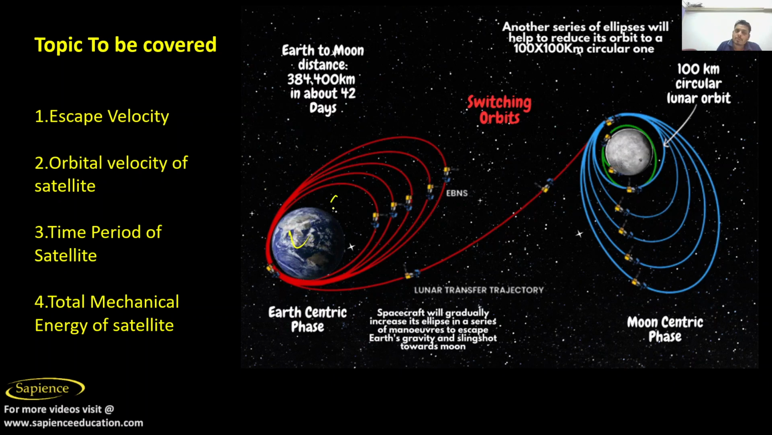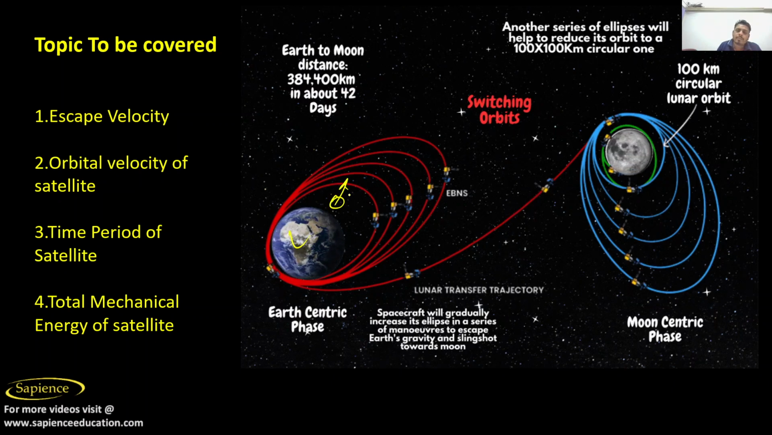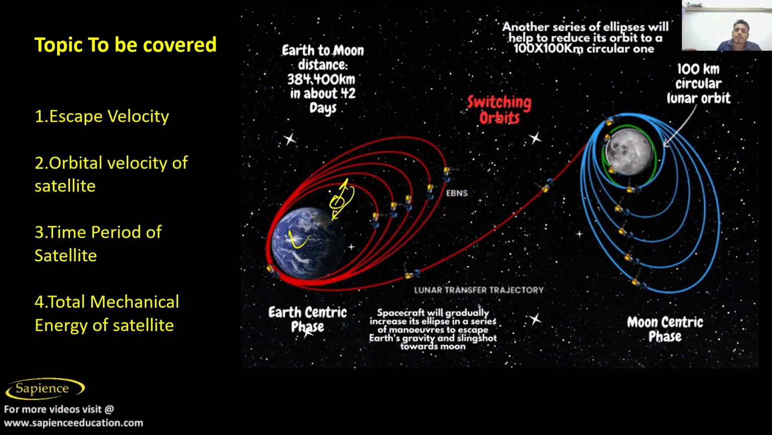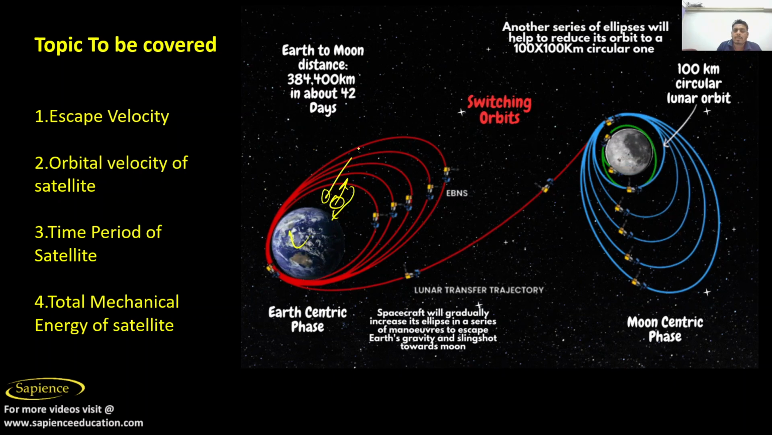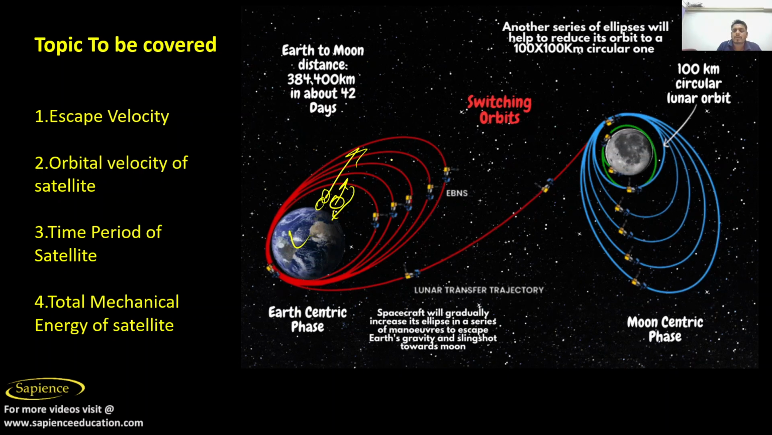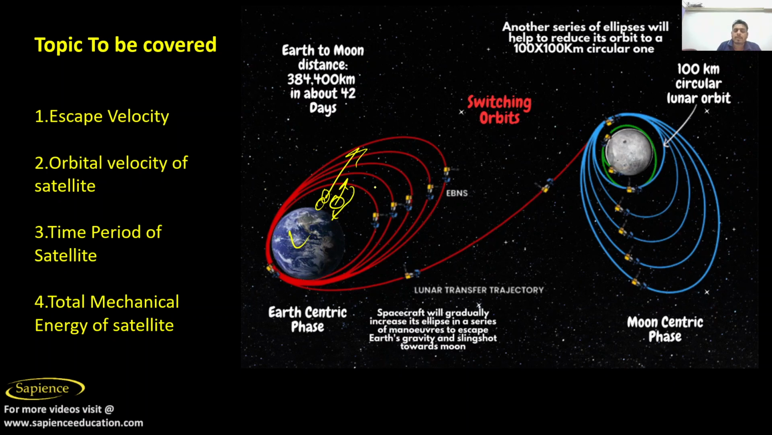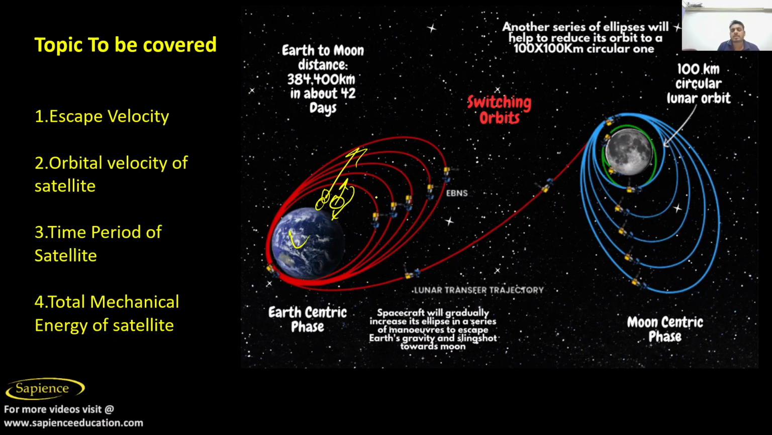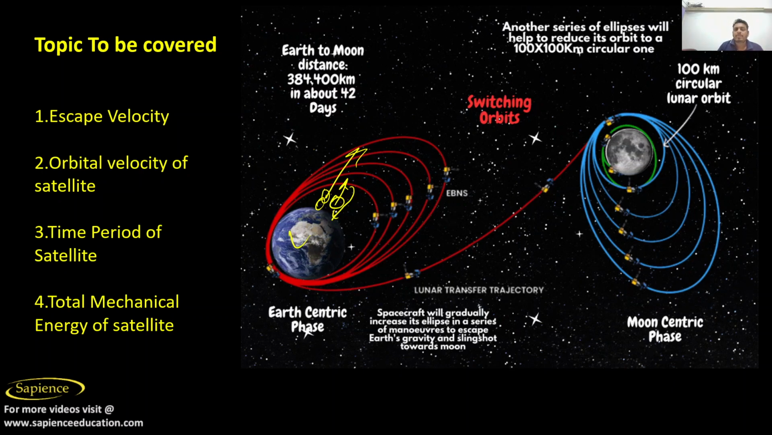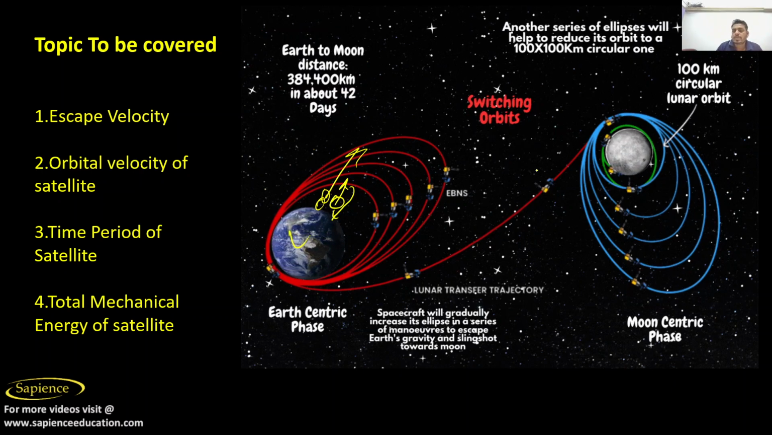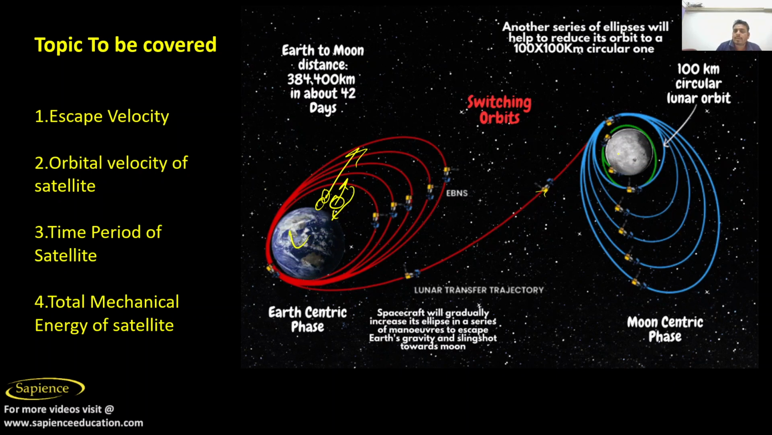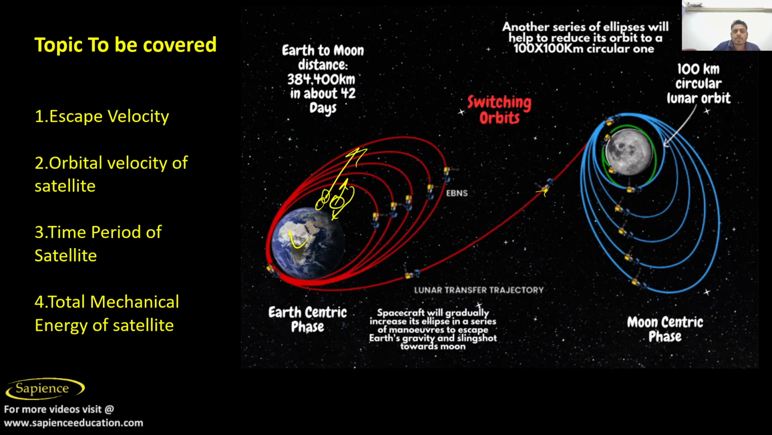For example, if you throw a ball, it will go up and suddenly fall down. So is there any velocity at which it will overcome the gravitational force and go beyond? Definitely it is possible. That's why so many satellites are being launched every day. Let us see how it works, how it escapes and how switching orbits is done. I will discuss the details more and more.